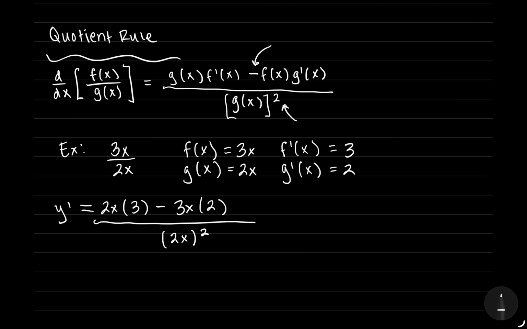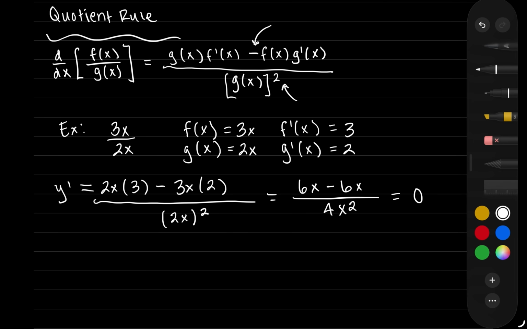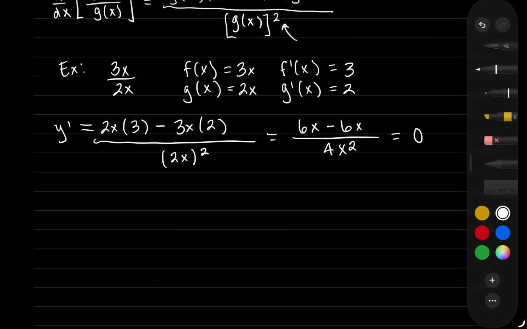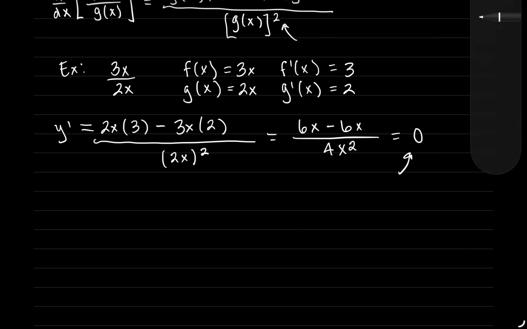Okay, multiply that out, we're going to get 6x minus 6x over 4x squared, which equals 0. You may be wondering, why is this 0? Because usually the derivative is only 0 if it is a constant.